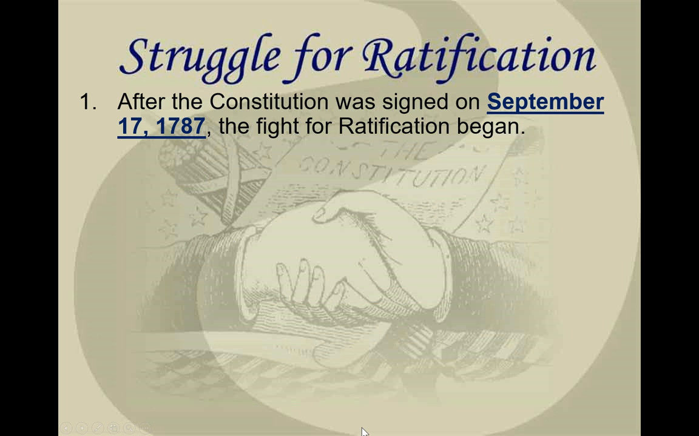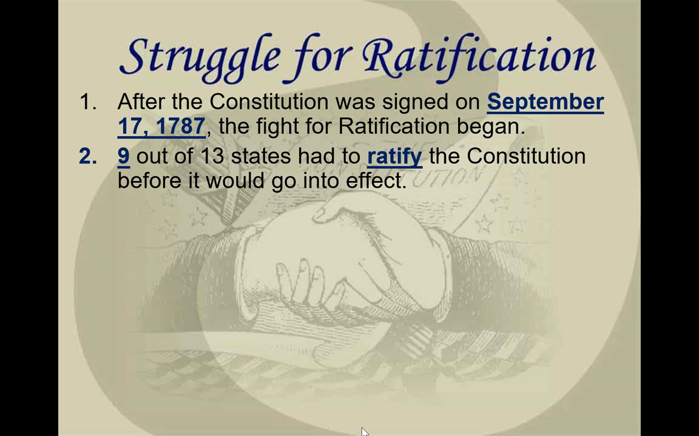So on September 17th of 1787, the Constitution is signed, but this does not mean it goes into effect. You have to ratify it. Ratifying, again, just means to put into effect. Luckily, with their new Constitution, only 9 out of 13 states actually have to ratify it.